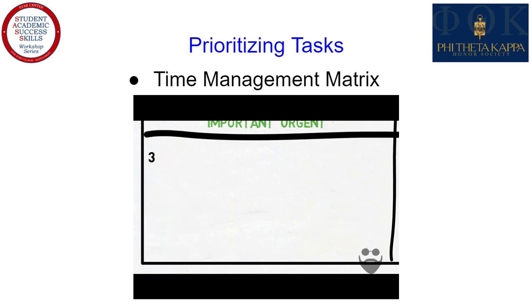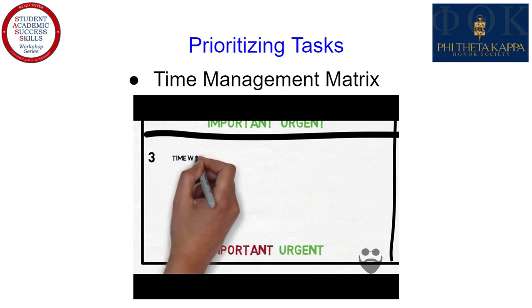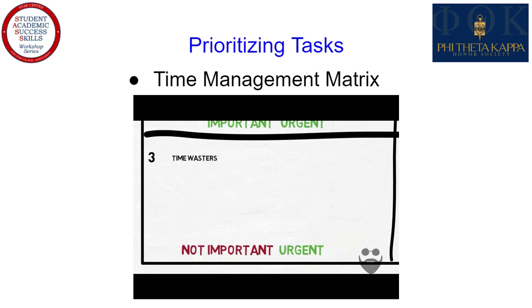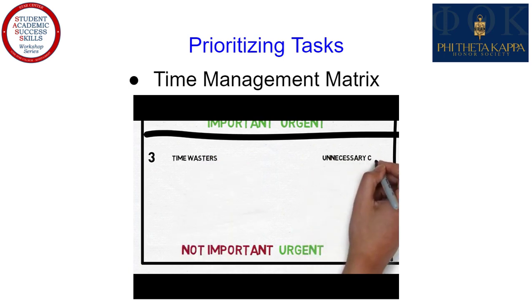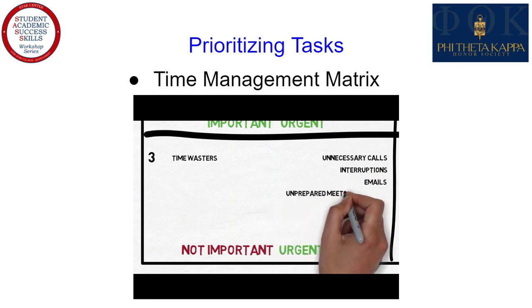Quadrant 3 is urgent, but not important. These are all things which can be important for others, but not related to our own mission, goals, and roles in any way. These are mere time wasters for us. Unnecessary calls, interruptions, emails, and unprepared meetings without any agenda are included in Quadrant 3.